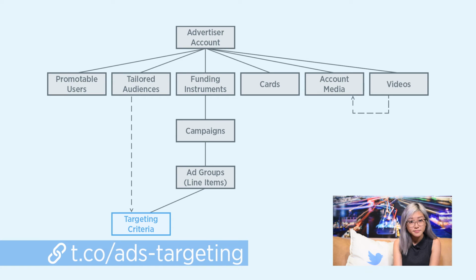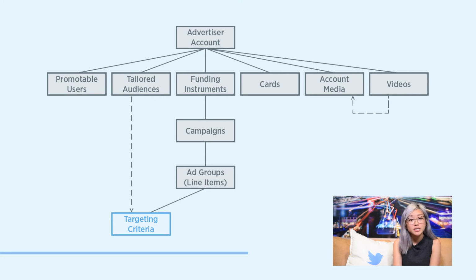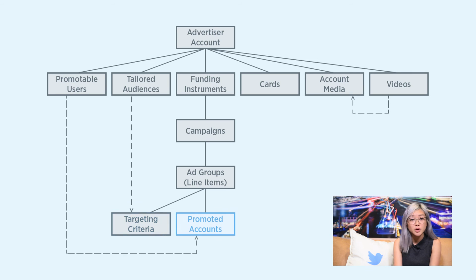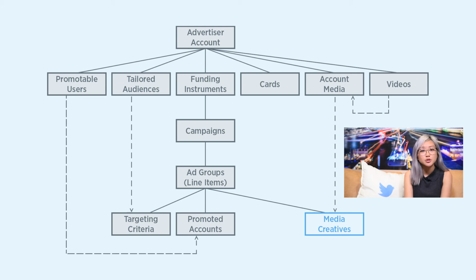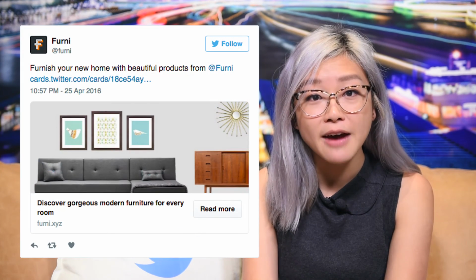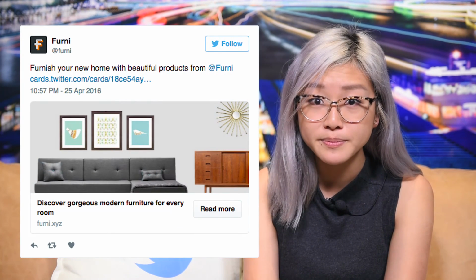Each line item also needs to have at least one creative associated with it in order to run. Several options for creatives are available, including a promoted account for gaining new followers, a media object such as an image or a video for line items across a Twitter audience platform, or a promoted tweet. Here's an example tweet that @Fernie could promote and use as a creative.